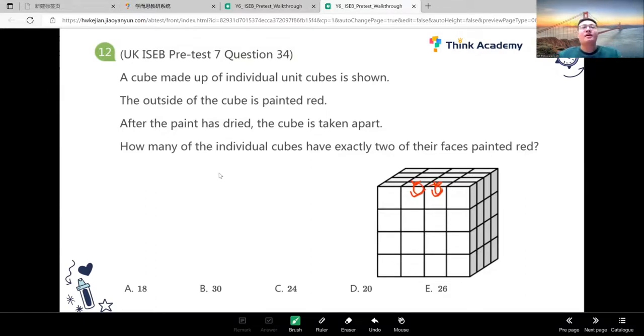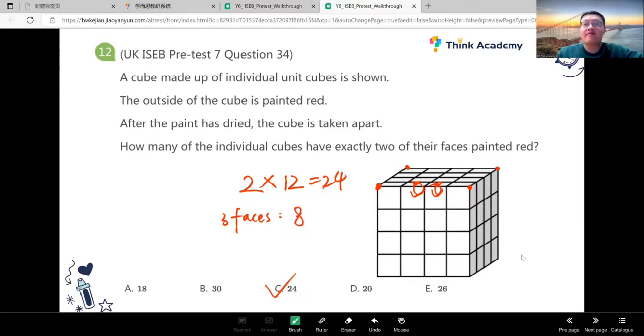And you see in each edge, you're going to have 2 cubes that are painted on 2 faces. And how many edges do you have in a cube, guys? We know that we have 12 edges in a cube. So 2 times 12, you got 24. So you choose C. So can I ask you one more question? How many cubes are there which are painted on 3 faces? So all the small cubes that are on the vertexes are painted on 3 faces. So you have 8 of those.